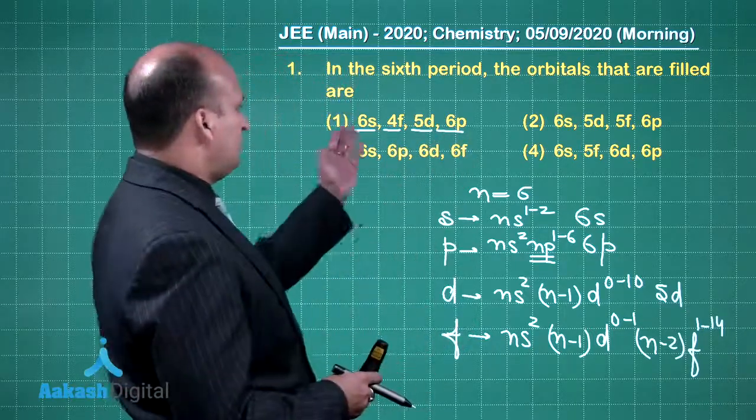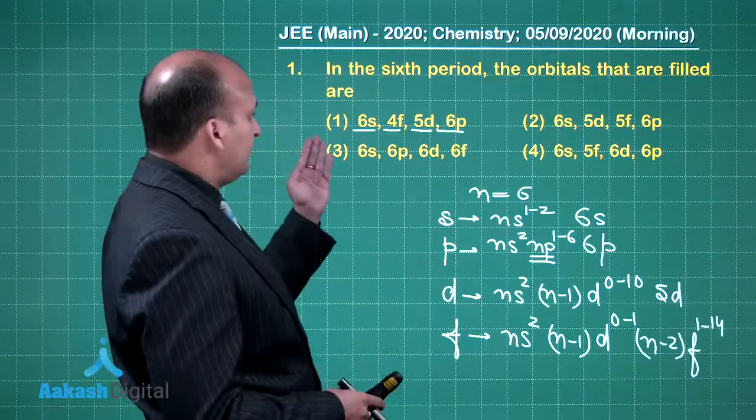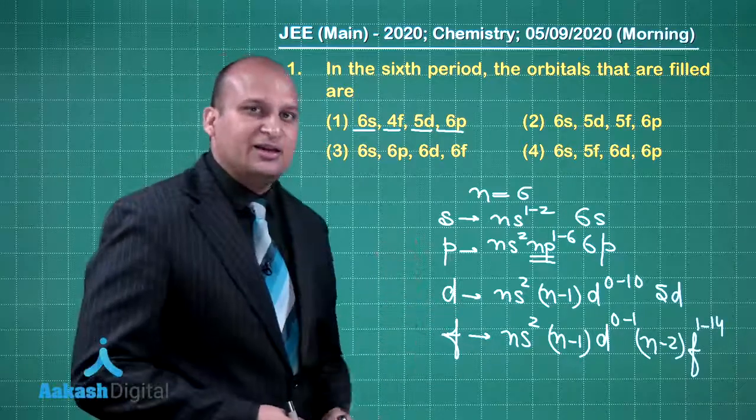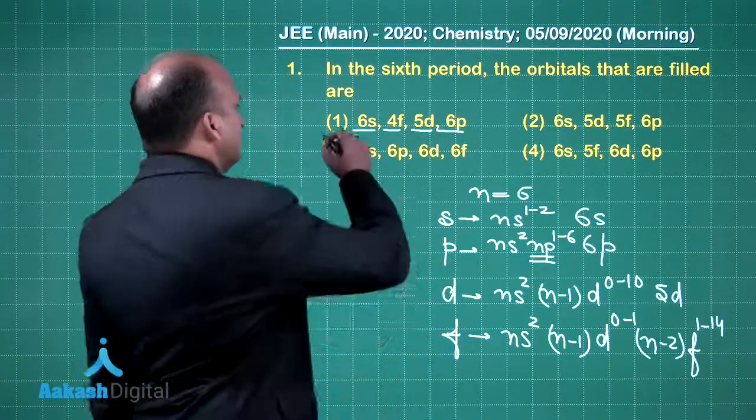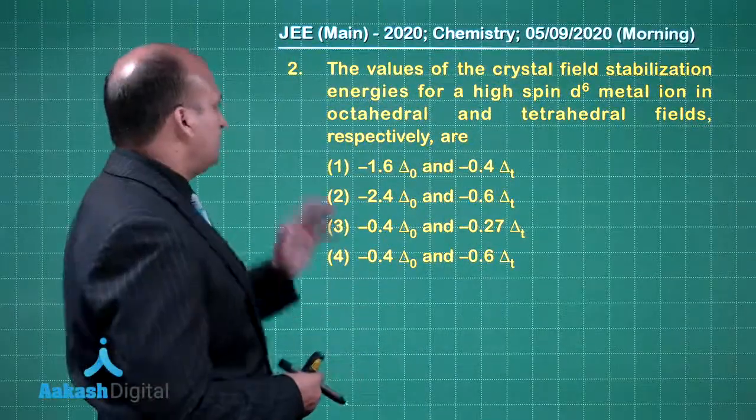And also you can see over here that the n plus l rule is obeyed, which means that they are arranged in increasing n plus l values. Correct option is first. Now, let us look at question number 2.